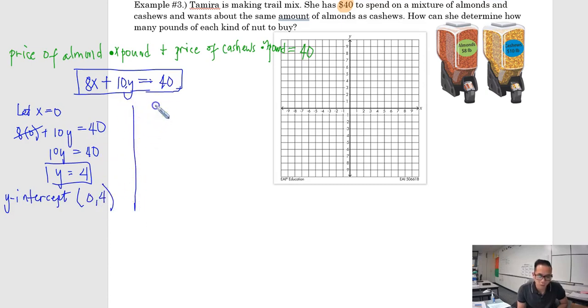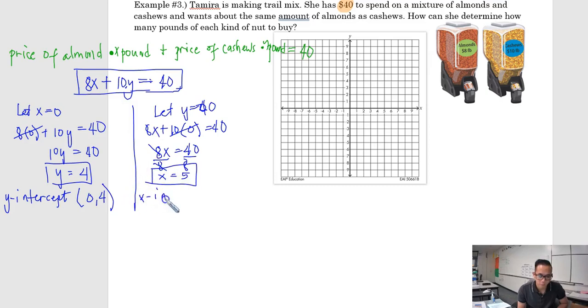To get the x-intercept, we have to let y be 0. Plug them in. 8x plus 10 times 0 is equal to 40. So this will be cancelled. So we have 8x is equal to 40. Divide both sides by 8. So our x is equal to 5. Our x-intercept here will be 5, 0. Again, I'm going to highlight that. We have 5, 0, and 0, 4.